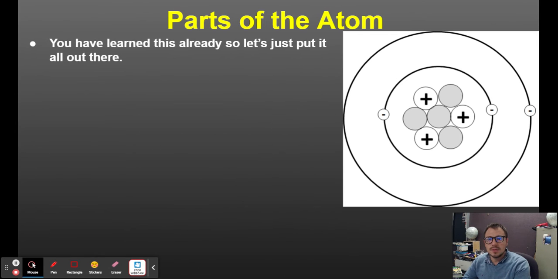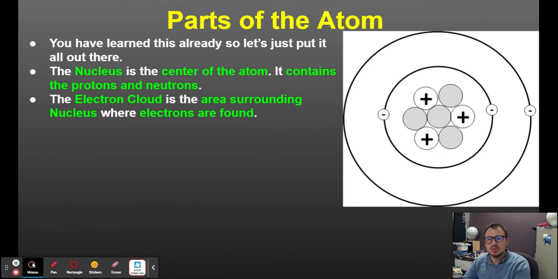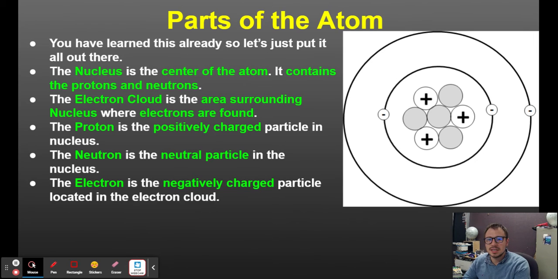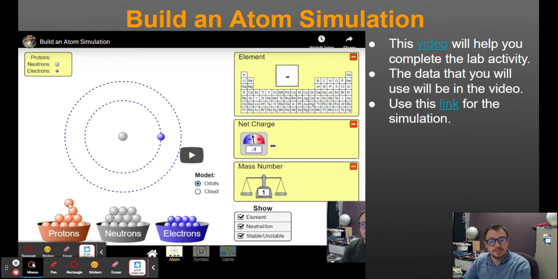All right, we learned about the parts of the atom. So the nucleus is the center of the atom. It contains the protons and the neutrons. The electron cloud is the area surrounding the nucleus where electrons are found. The proton is a positively charged particle in the nucleus. The neutron is the neutral particle in the nucleus, and the electron is a negatively charged particle located in the electron cloud. So we did build an atom simulation where you drag the protons, neutrons, or electrons into the atom, and then you determined what that changed.